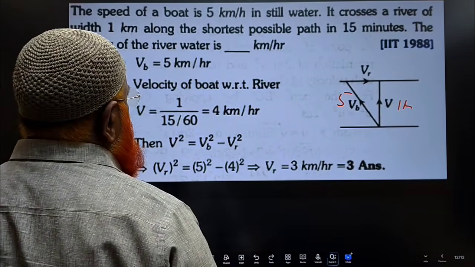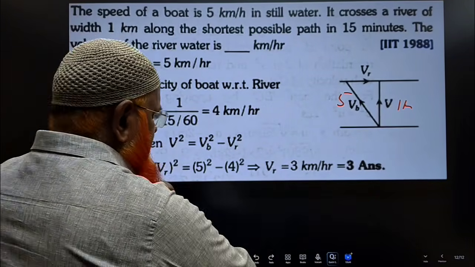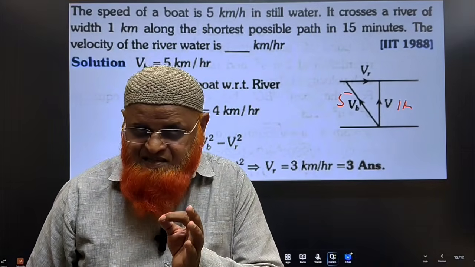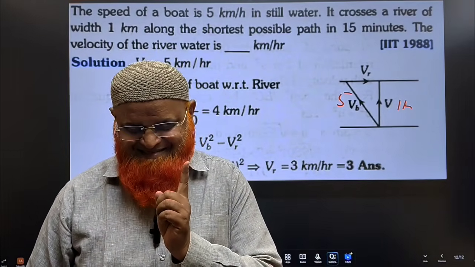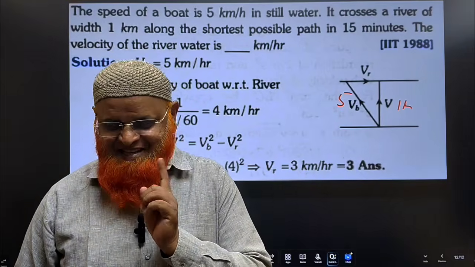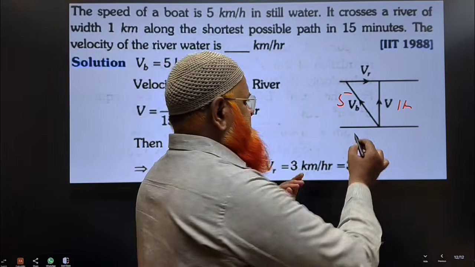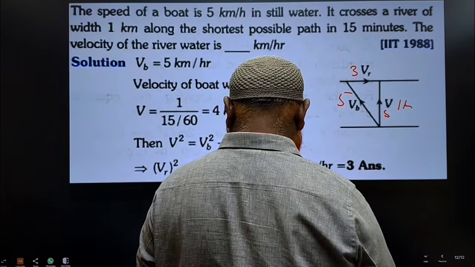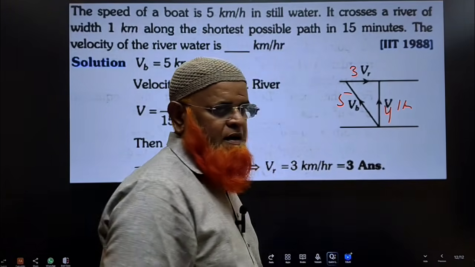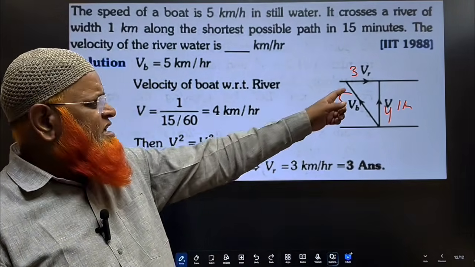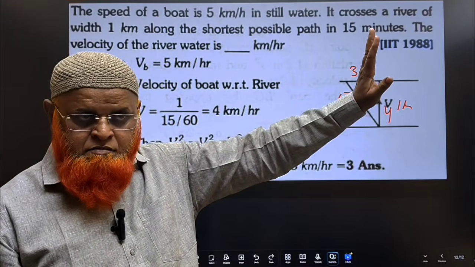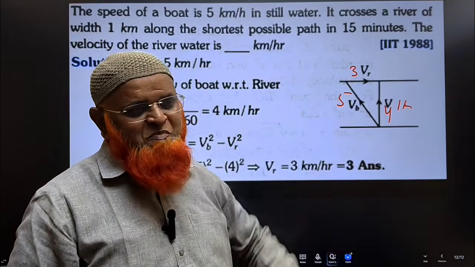Along the shortest path it takes 15 minutes more. You all know for a perfect Pythagoras triplet, if the hypotenuse is 5, then the river will be 3 and this will be 4. Why is the river the least? The river should always be the least. Understand? The resultant will not be the least.